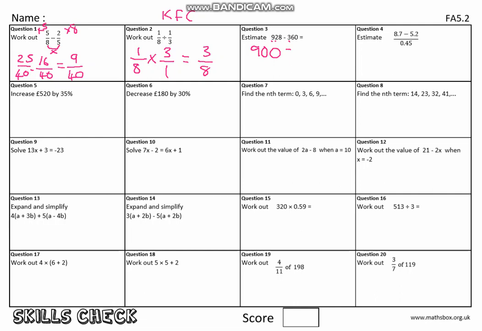Same for this one. We've got a 3 this time, but the next number is a 6. So that means that goes up to 4, and that becomes 400. So estimated, 900 minus 400 is 500. So there's our answer there.